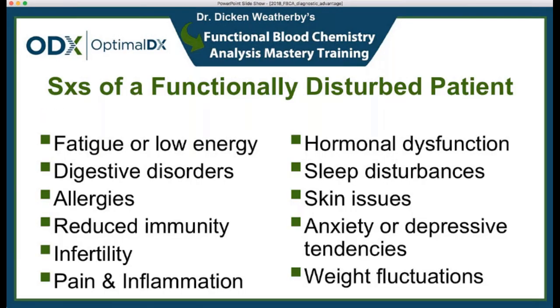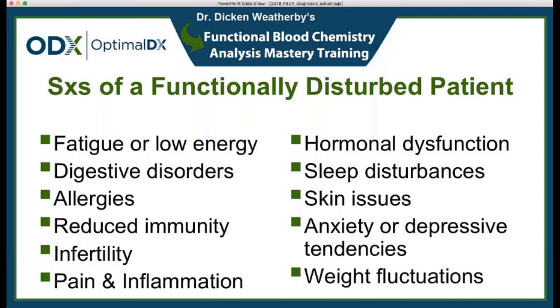I'm sure you've seen many of these. It's really common for practitioners of functional medicine to have patients with symptoms such as fatigue, low energy, reduced immunity, unexplained weight gain, digestive dysfunctions, allergies, anxiety, depression, hormonal dysfunctions. These are the typical symptoms of a functional disturbance in the body. So most patients with these symptoms are presenting without clinical findings. Their blood tests, their pathology reports, they all tend to appear within quote-unquote normal range.